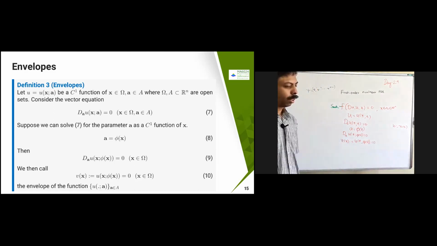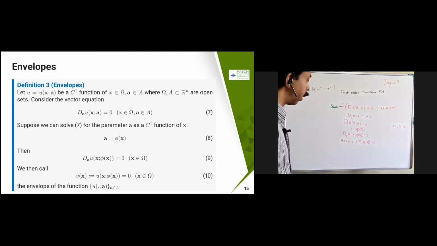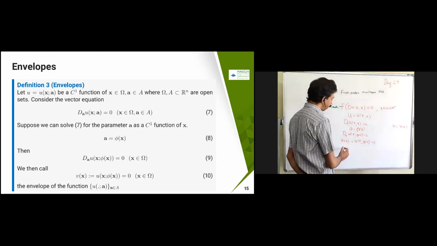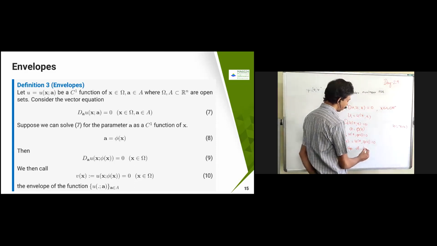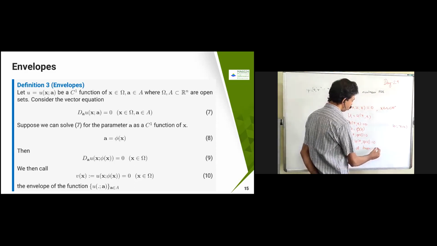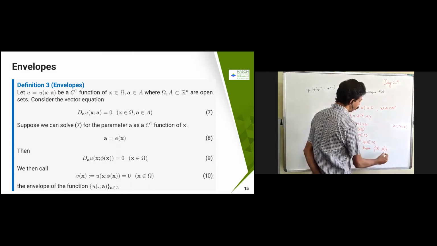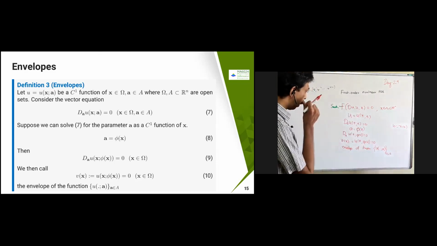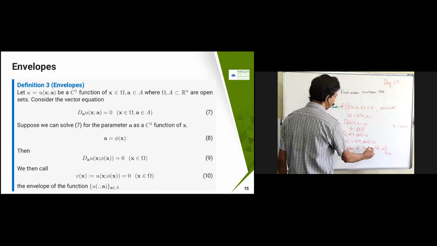Such a function I found, this v of x, is called the envelope of the family of functions u of x semicolon a, where a belongs to the parameter set. So what is the geometrical interpretation of that? This is called the envelope of the family of functions.